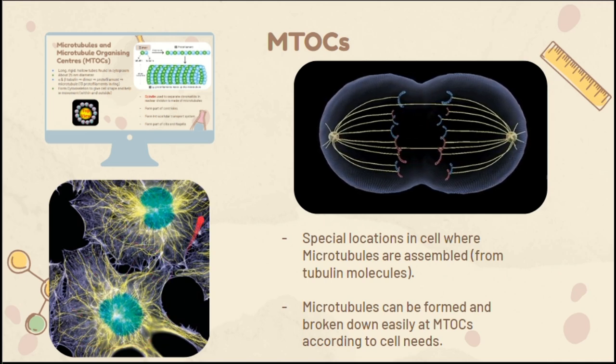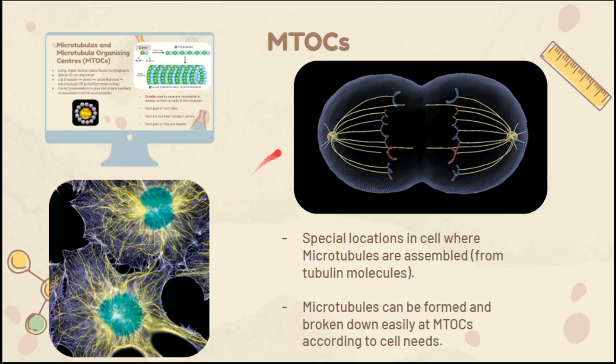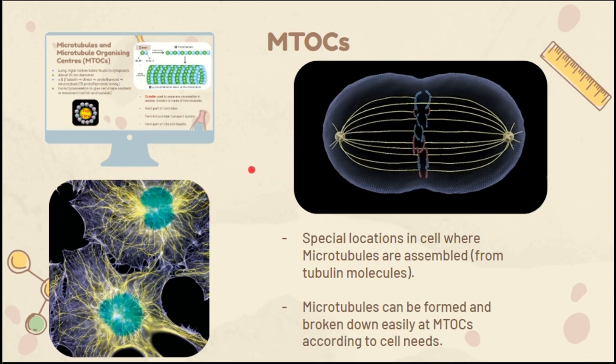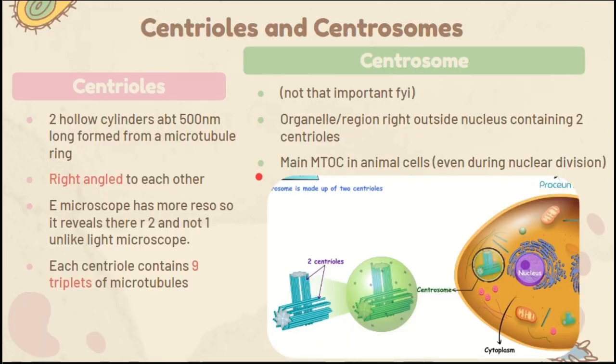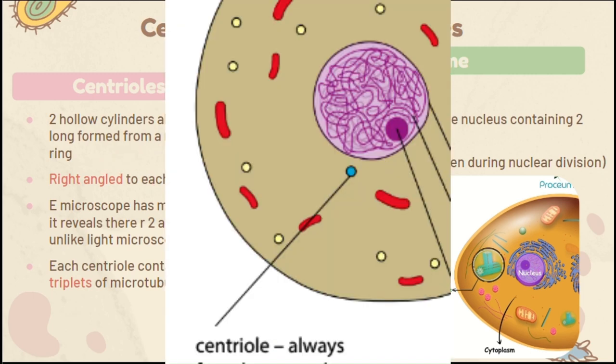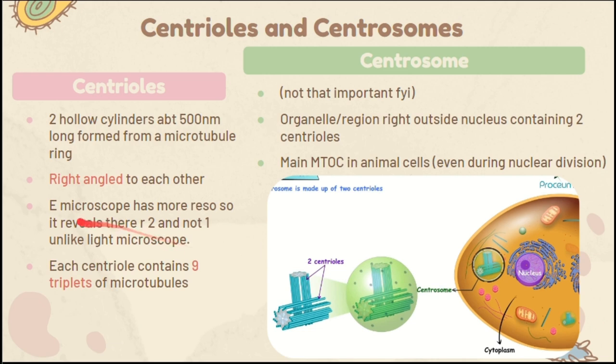And this helps keep the shape, act as a cytoskeleton, or, as we discussed before, form other cylindrical structures called centrioles. Two hollow cylinders formed from a microtubule ring and are right angled to each other. They actually appear as one in a light microscope, but the extra resolution in the electron microscope reveals that there are two cylinders, each about 500 nanometers long.